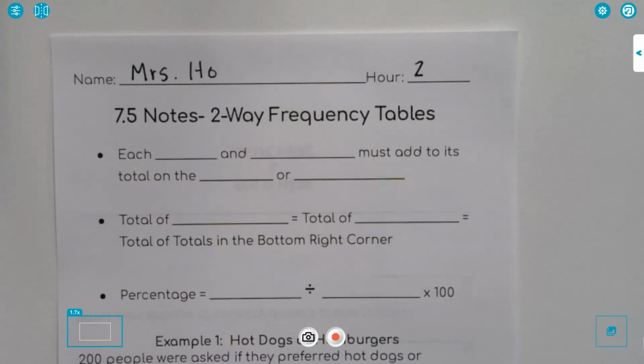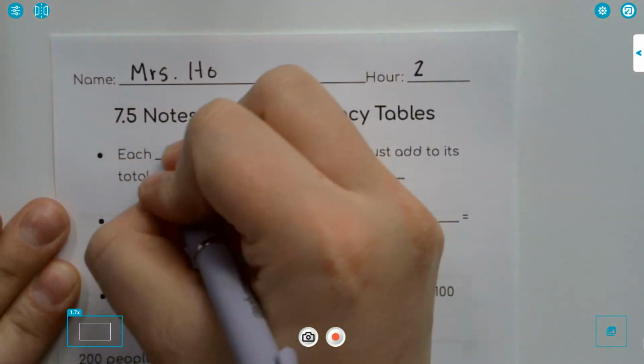Okay, yeah, that's a valid question. I was just trying to come up with an example that you guys would be able to understand.